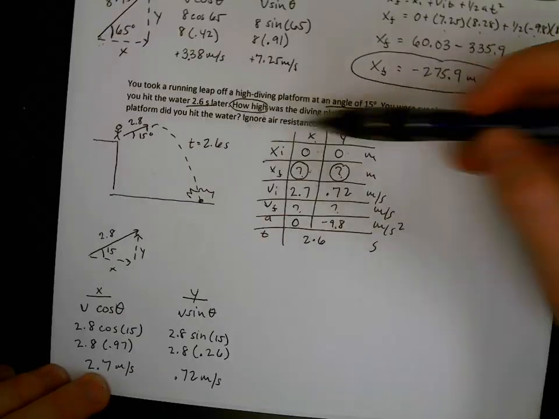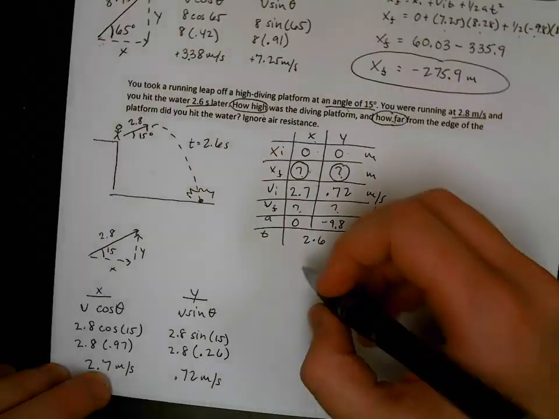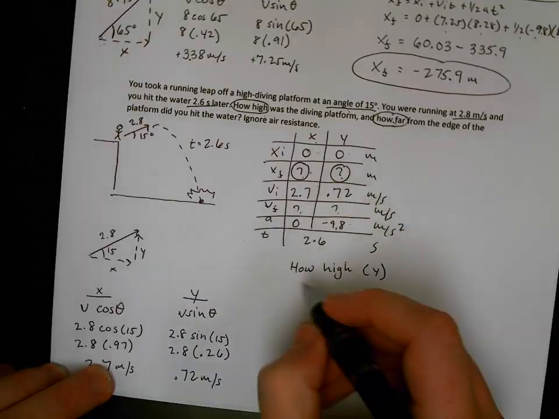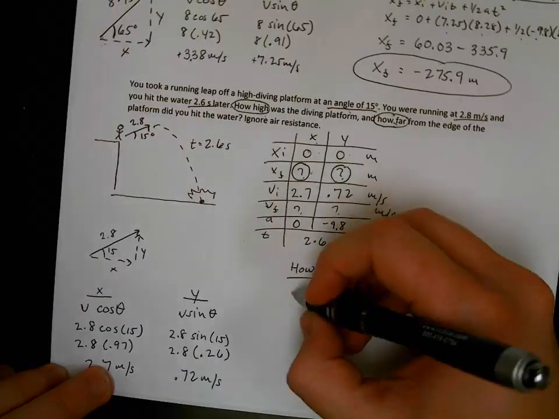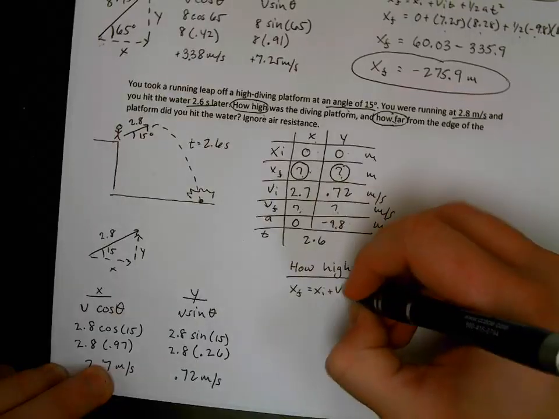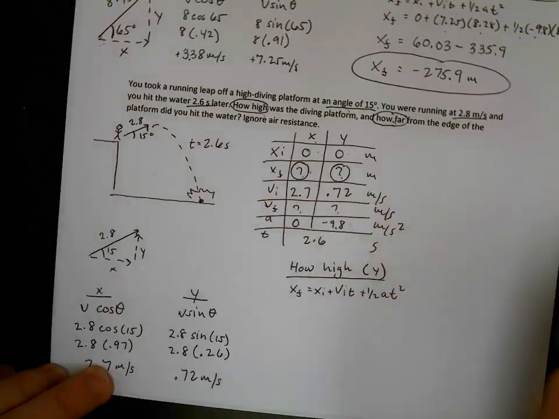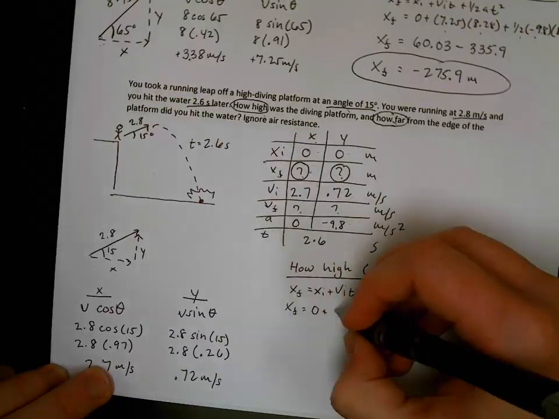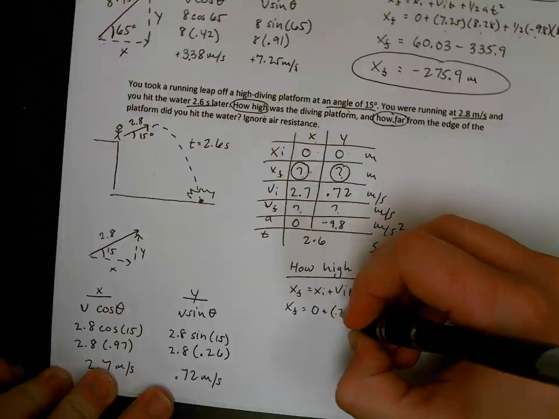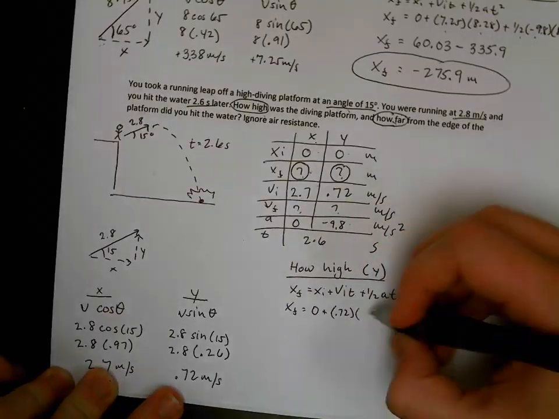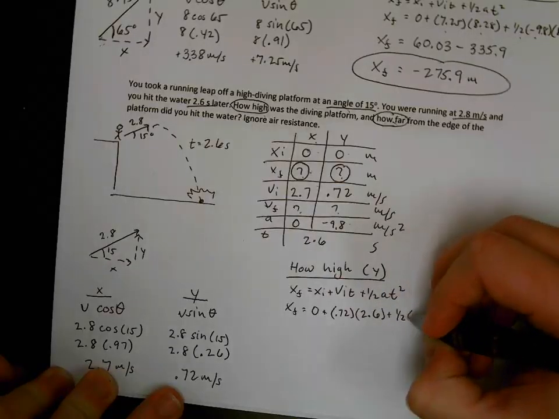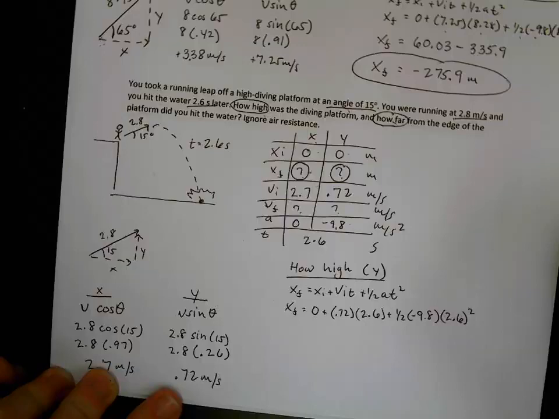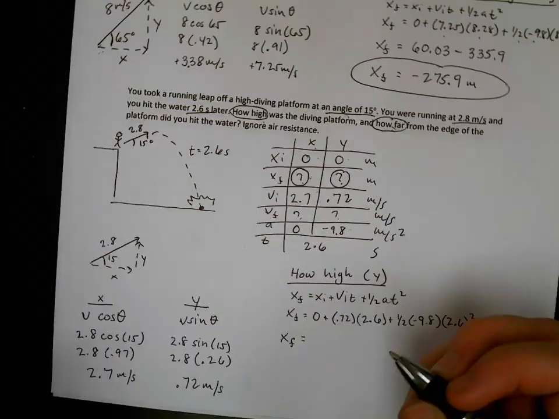I think I'm going to go ahead and just solve them in the order that they're asked. So first was how high. I'm going to solve for how high first using the Y direction. Again, we're missing final velocity, so I'm going to use the second equation: XF equals XI plus VIT plus 1/2 AT squared. XF is what we're looking for. XI is 0, plus the initial velocity in the Y direction, 0.72, times the time, which is 2.6, plus 1/2 times negative 9.8 times 2.6 squared.